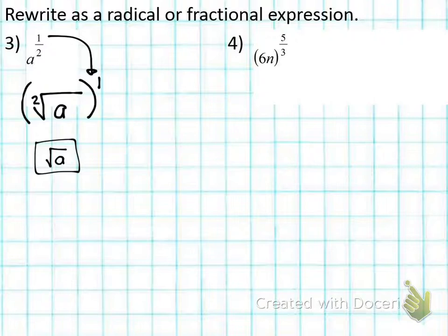Number 4, go. Remember, you can zoom in on your whiteboards to make it easier to write. Some of you are writing really small. You can zoom in and then write bigger. 6n, square root sign, parentheses, numerator on the outside, denominator on the inside.